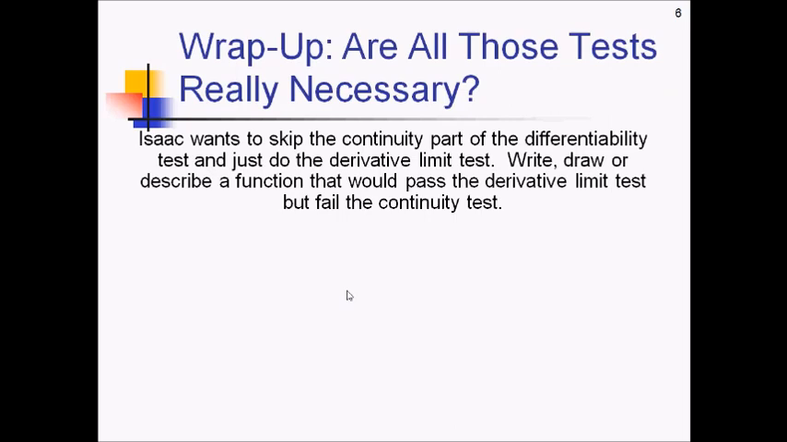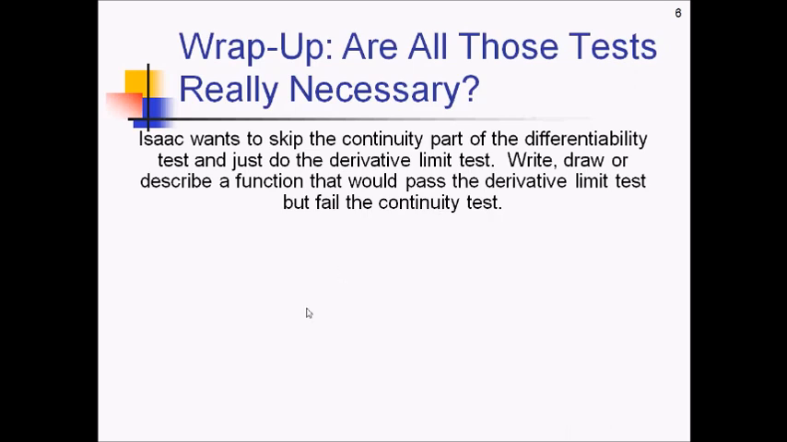So as we head into the wrap-up, you may have noticed we didn't have any examples where we failed the continuity test in the beginning. You always have to do it, but you may wonder if you really need to. Well, let's say that Isaac wants to skip that part of the differentiability test and just do the derivative limit test. See if you can pause the video and write or draw a function that would pass the derivative limit test but fail the continuity test.